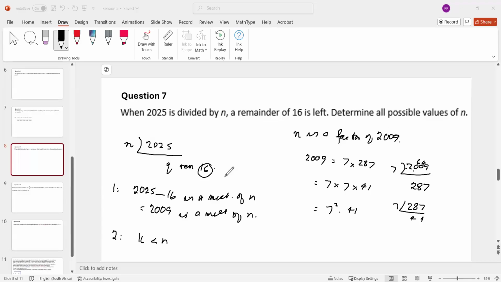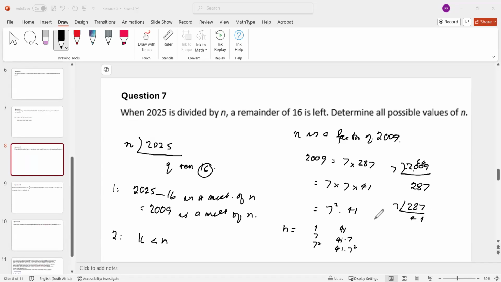So we want to know now what the factors are, because we know n is a factor and it has 6 factors. So there were 6 possible values for n. Now what are the 6 possible values for n? Let's try 1, 7, 7 squared, as we saw earlier on. Just put down 1, 7, 7 squared. And then it's 41 times 1, 41 times 7, and 41 times 7 squared.